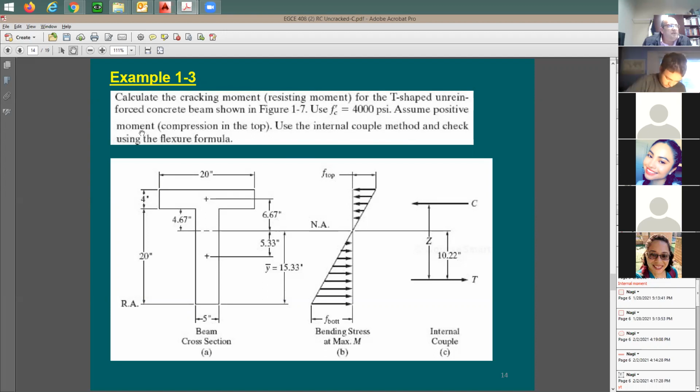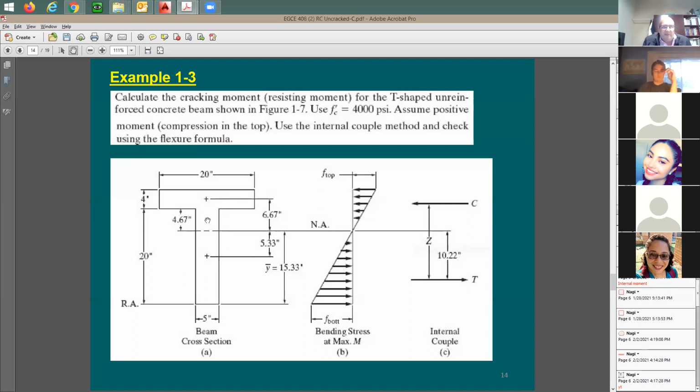Assume positive moment, which means compression at the top, tension at the bottom, because negative moment means tension is going to be in the top. And you see the big difference? Stress on top and bottom is going to be different. Use the internal couple method and check using the flexural formula. What's the internal couple method? It means find out C and T. For the flexural formula, you use the moment of inertia, which is a simpler method.